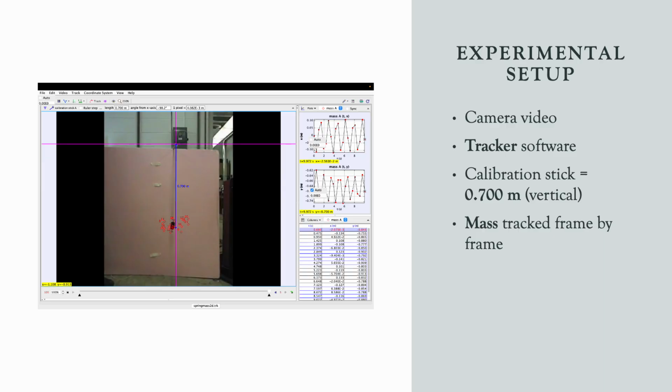For our experimental setup and to collect the experimental data, a video of the oscillating spring mass system was analyzed using Tracker. A calibration stick with a known length of 0.7 meters was used so the software could convert pixels into real-world distances. After calibrating the video, I manually tracked the center of mass frame by frame. Tracker then generated the X and Y position data that was later imported into the VPython simulation.